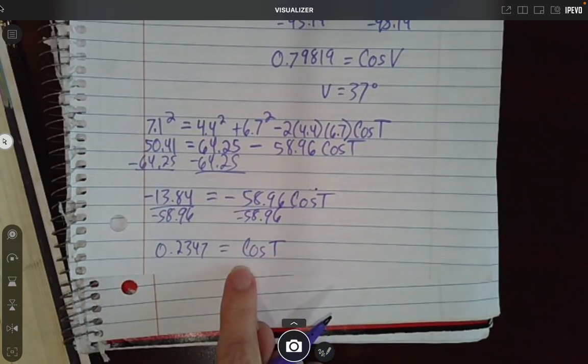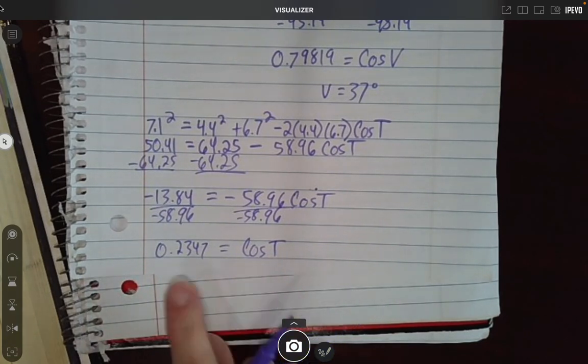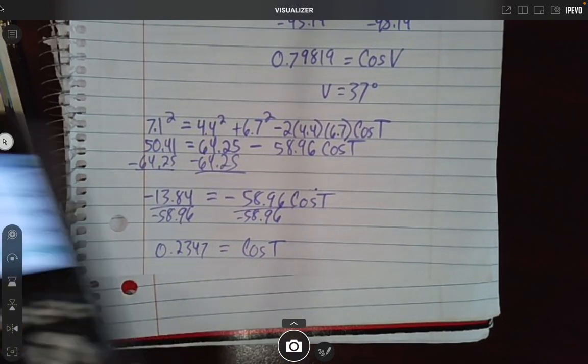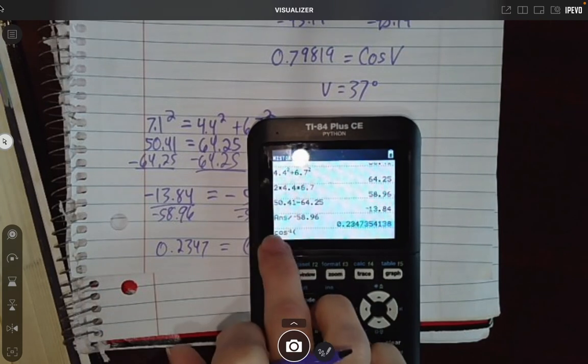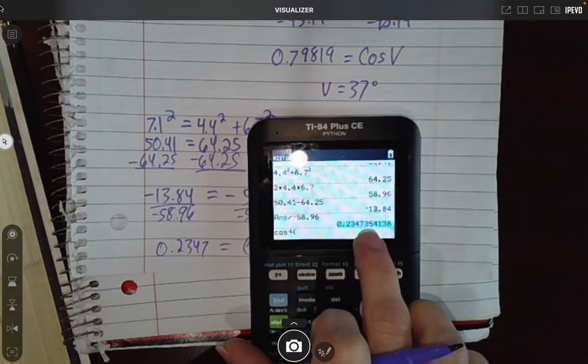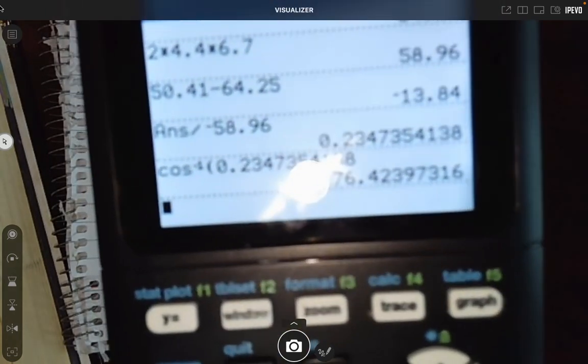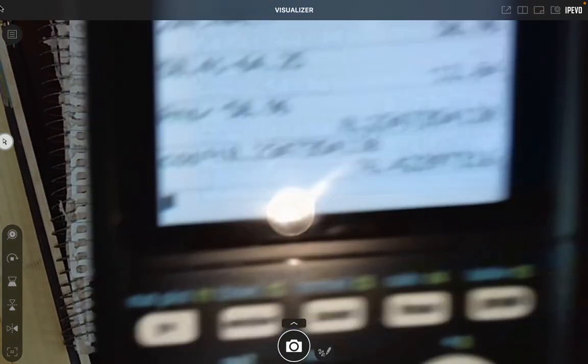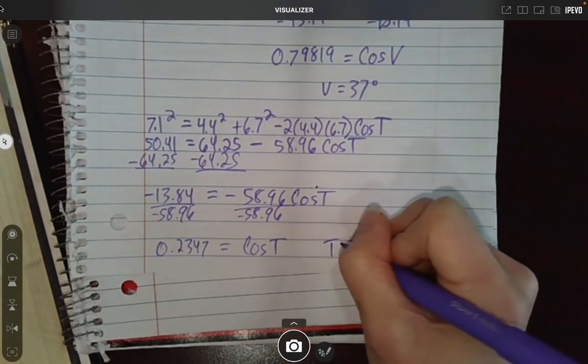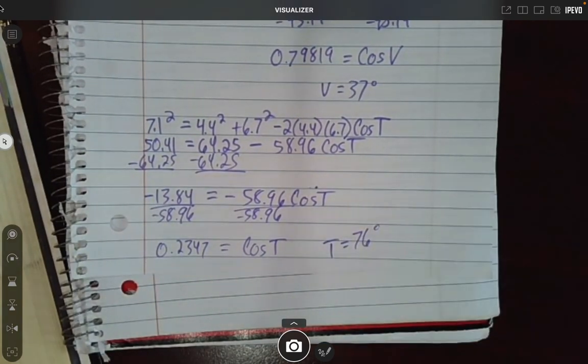Second cosine it. So I press second cosine. And look, I'll show y'all. I just typed second cosine and it gave me that. And then I scroll up here and I pull that decimal down. And it tells me it's 76.4. Or I'll just leave it at T is 76 degrees.